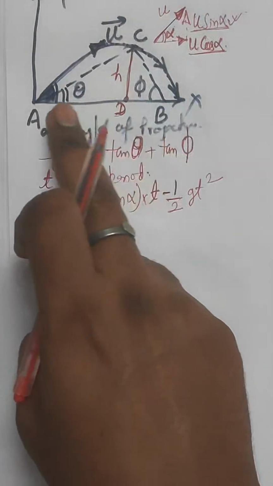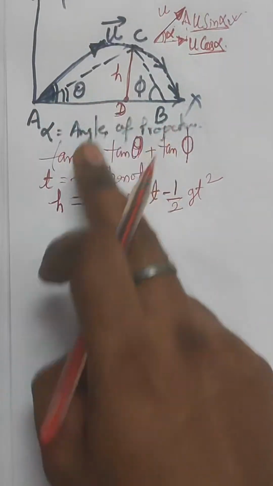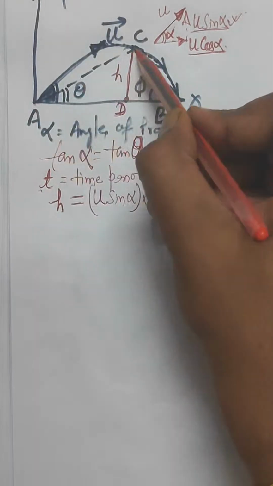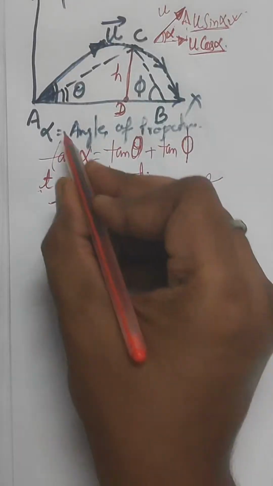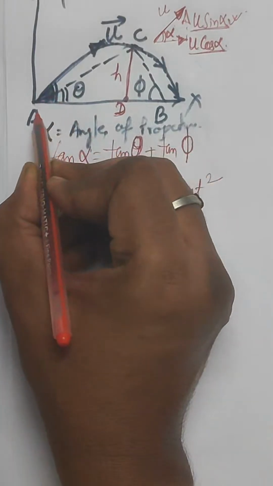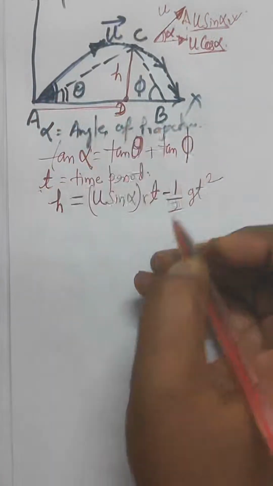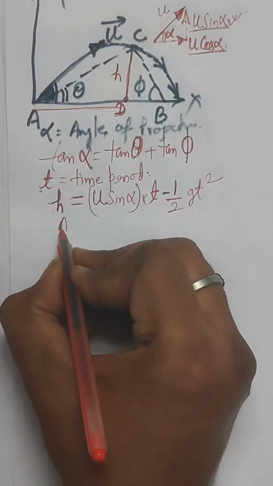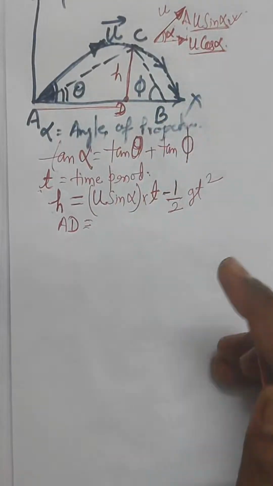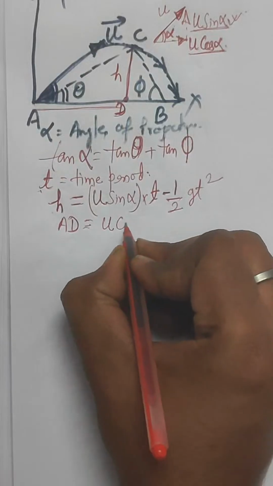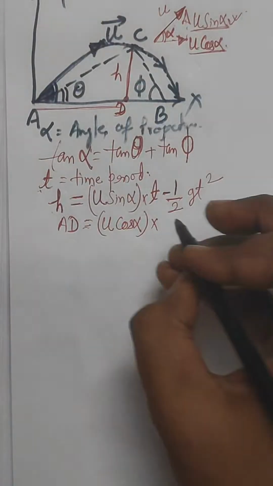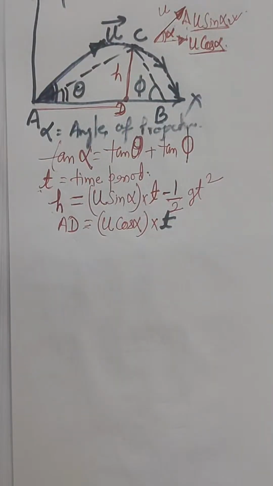Now AD is the horizontal distance traveled in this time of t seconds, because t is the time it takes to reach from A to C. So the horizontal distance covered is AD. In that case, AD can be written as the horizontal component of the velocity, that is u cos alpha, multiplied with the same time t.